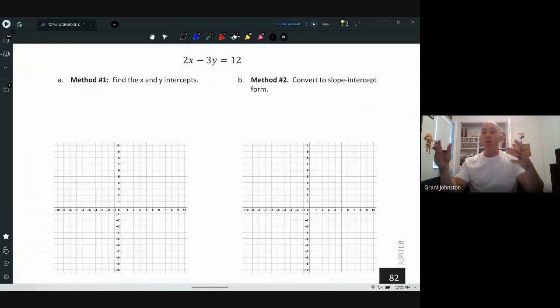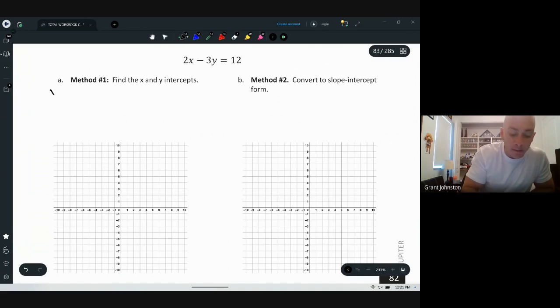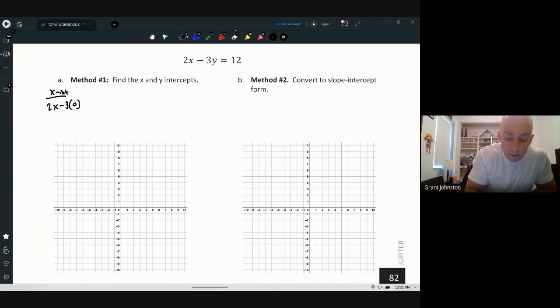So again, I'm going to show you both methods, but it's going to be your choice. So I have 2x minus 3y equals 12. So first, let me find the x-intercept. So I'm going to plug in 0 for y. 3 times 0 is 0, so I'm just left with 2x equals 12. Divide by 2, x equals 6. So my x-intercept is at 6.